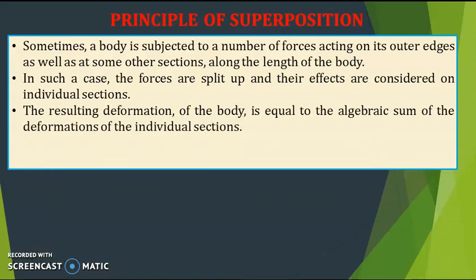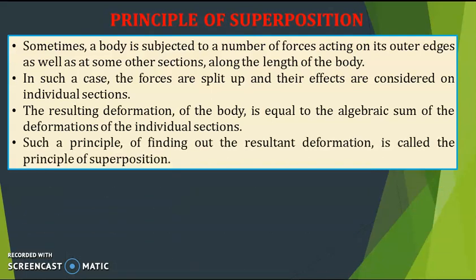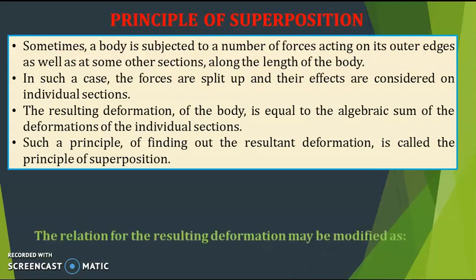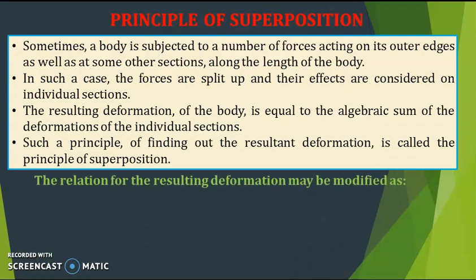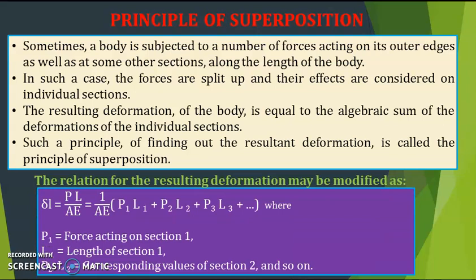the deformation. The resulting deformation of the body is equal to the algebraic sum of the deformations of the individual sections. So, in each individual section you have to find the deformation by splitting the forces, and then you can add all the deformations together. Such a principle of finding the resultant deformation is called the principle of superposition. We will see how you can write that in the formula.